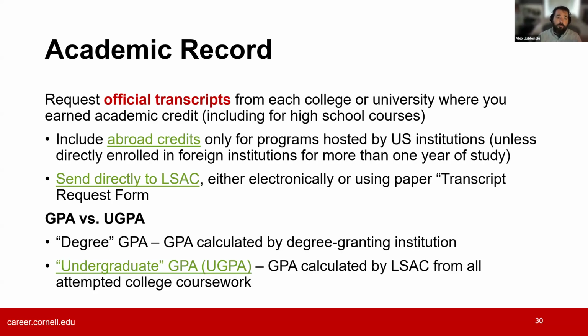So Cornell uses a 4-point scale. It just goes up to A+, which is 4.3. LSAC does the same thing. A pluses are counted as 4.3 in the event that the university awarding them counts them as 4.